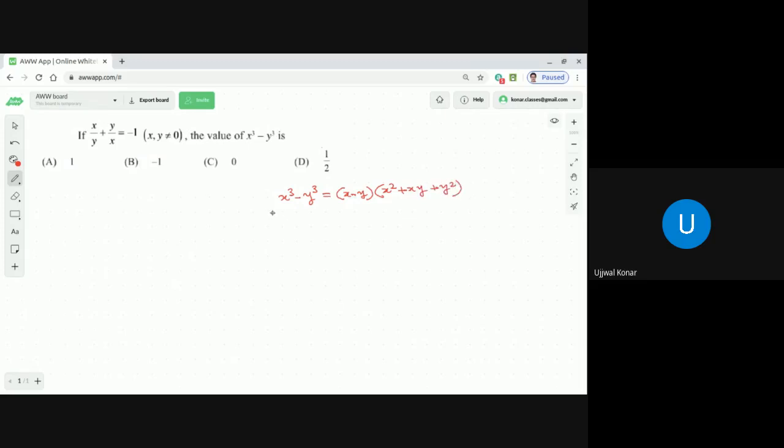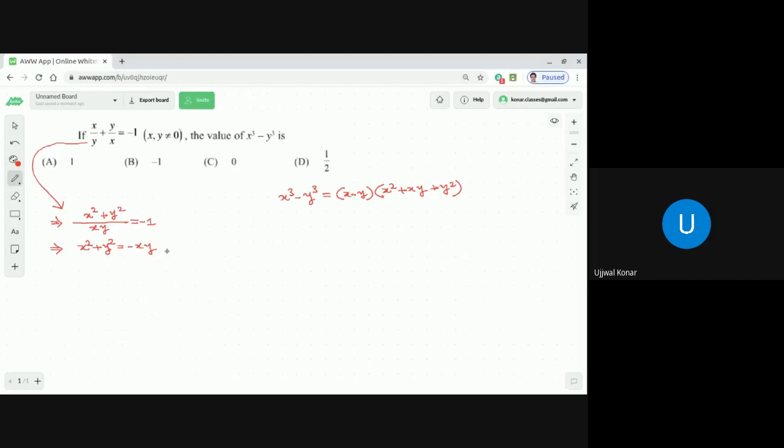Correct or not? Now, according to the question, what is given is that x/y + y/x is equal to minus 1. If we apply this thing, so what we are going to get? So this implies in the denominator LCM will be xy. So we will get x square plus y square is equal to minus 1. Correct or not? Absolutely clear. Then what we are going to get? We are going to get x square plus y square is equal to minus xy.